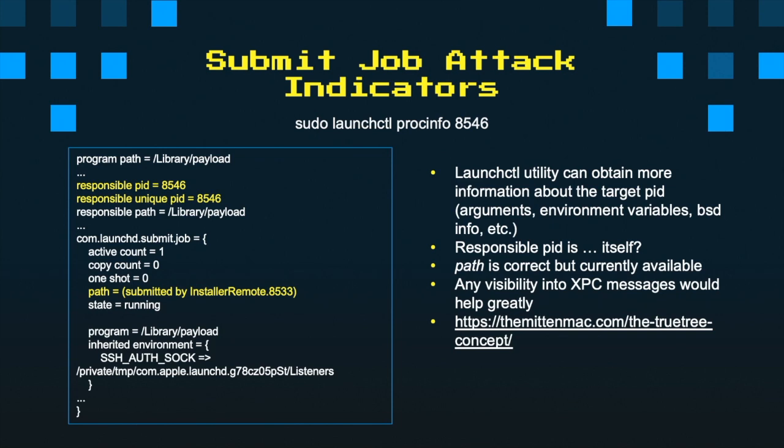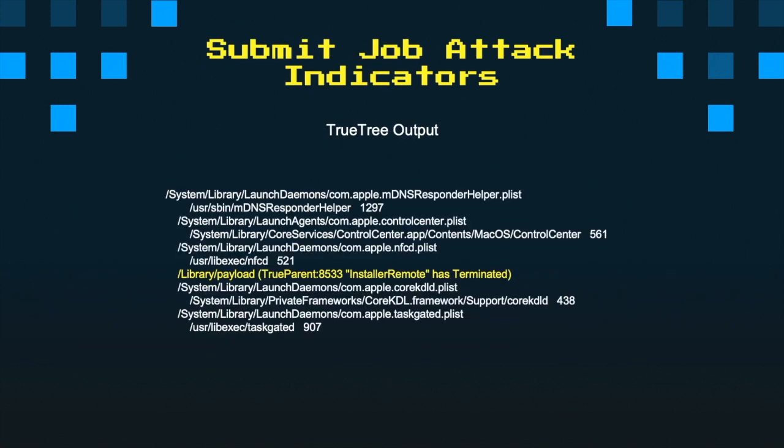I didn't understand why that was, but luckily the path attribute pointed to the true parent, which was the installer remote plugin service and the proper PID. But that makes it kind of difficult for analysts because this is not offered by the Endpoint Security framework. You have to do some extra legwork to get this. So this is the TrueTree output. It's just showing that the true parent of our payload is the installer remote plugin service.